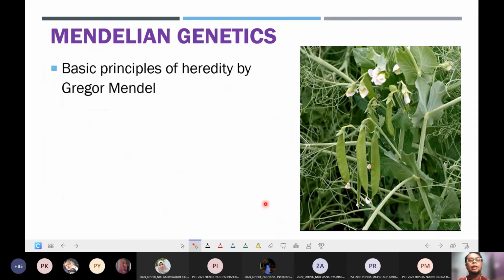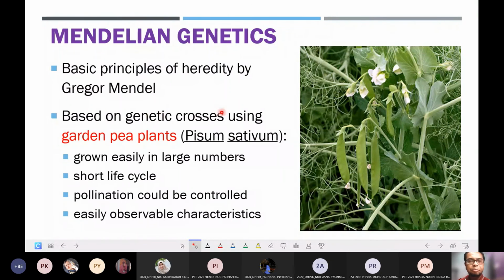And so now we will look at the introduction to the Mendelian genetics. So what is actually this term referred as the Mendelian genetics? This refers to the basic principles of heredity that was proposed by a scientist named Gregor Mendel. And Gregor Mendel performed a lot of genetic crosses using a special type of plant known as the garden pea plants. The scientific name is Pisum sativum.